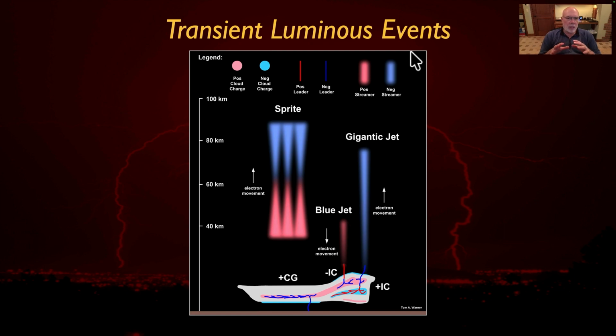So let's talk about transient luminous events and the relation to these horizontally extensive flashes. Earlier I talked about how cloud flashes can lead to gigantic jets and blue jets, blue starters, and that's just a matter of extension of the leader network that extends outside of the thunderstorm and propagates up into the rarefied air, becoming a streamer. In the case of a gigantic jet, that's a negative streamer from a negative leader. And in the case of a blue jet, it's a positive leader that transitions to a positive streamer.